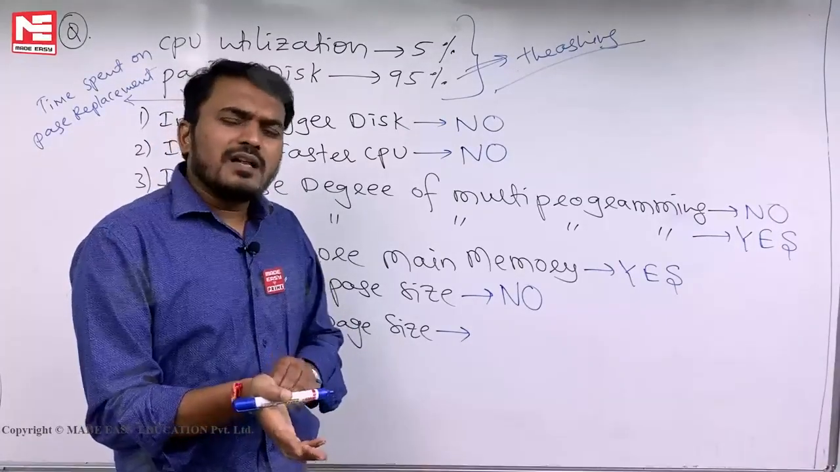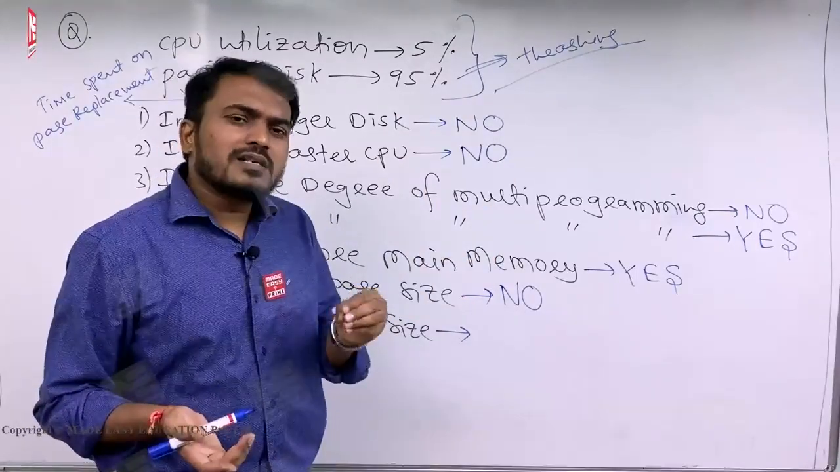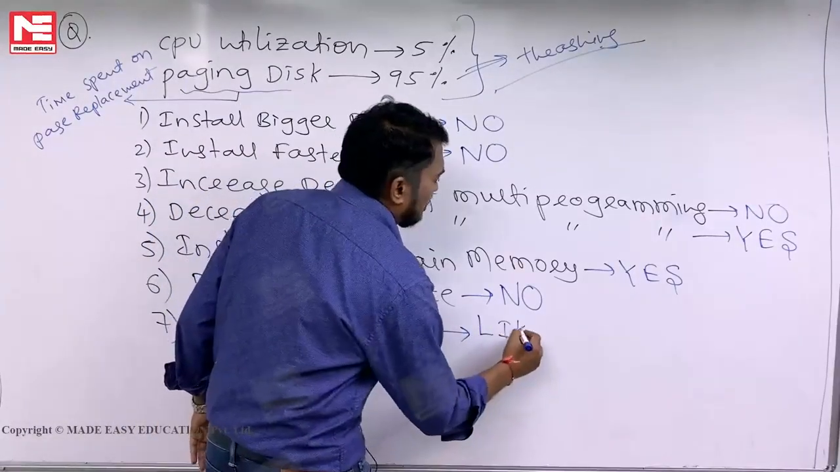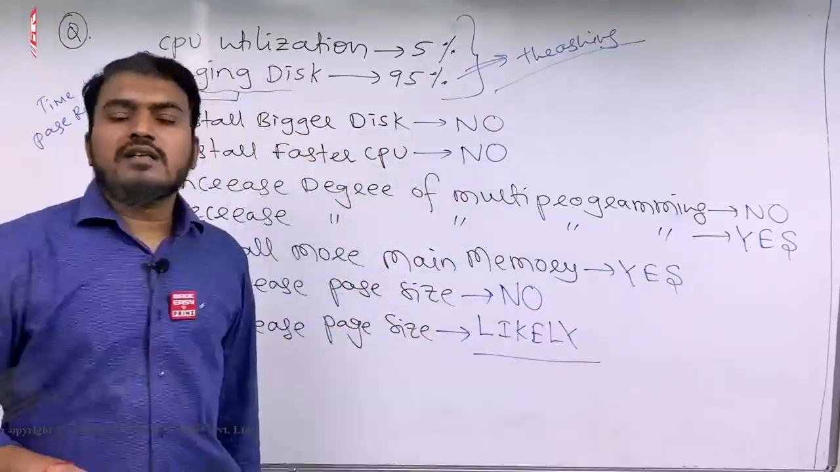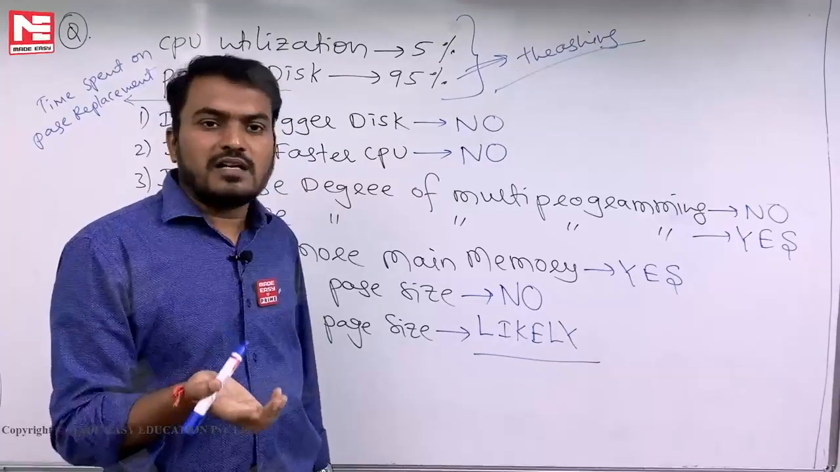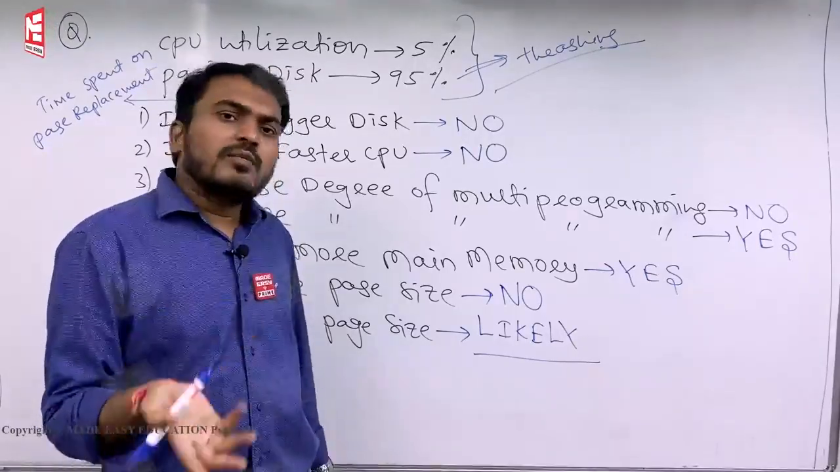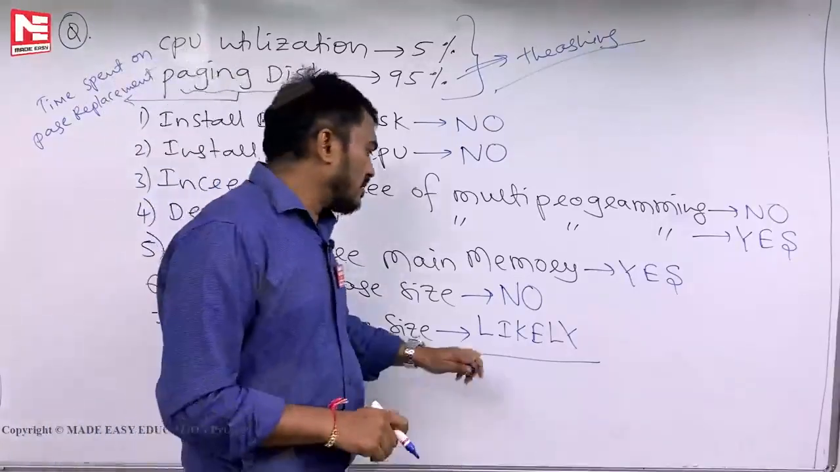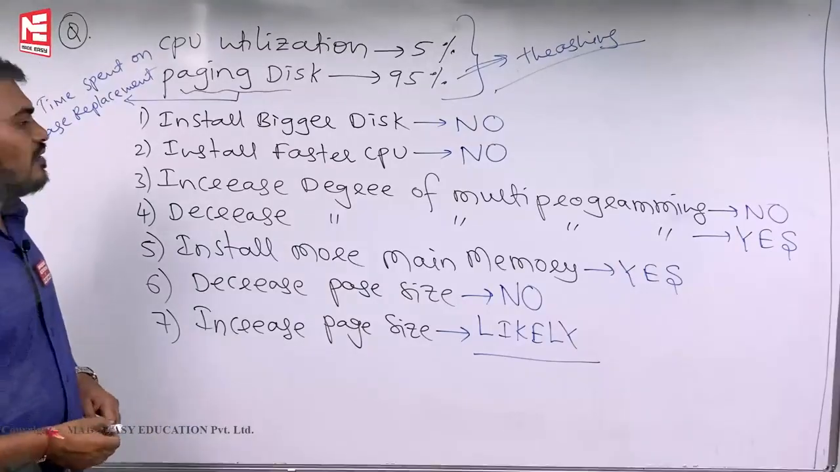In that case, there may be a little chance, but there will not be a very big effect. There may be a chance of increasing CPU utilization, slightly. So you cannot say directly yes. Likely there is a scope of increasing the CPU utilization. Likely means there is a slight chance. It will not increase very much. If the number of pages decreases, the number of page faults will decrease, so likely there is a scope of increasing the CPU utilization. That is the question with all the explanation.